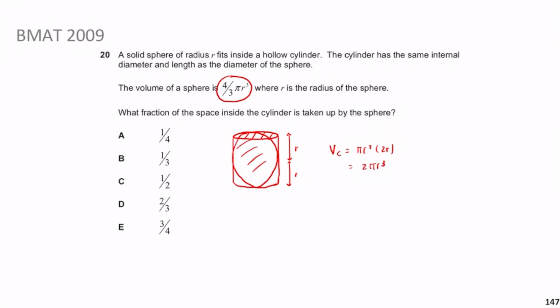And then what you want to do then is 4/3 pi r cubed over 2 pi r cubed, right? So that is going to cancel out. And then if you fiddle around with this, you'll get 2/3 basically. And therefore, the answer you're going to get, guys, is D. So hopefully, guys, that wasn't too much of a problem. And as always, we look forward to seeing you in the next video.